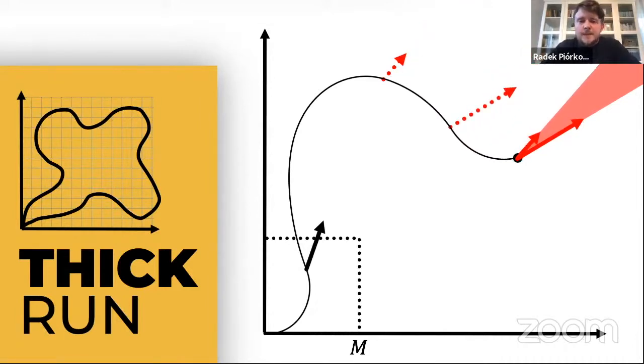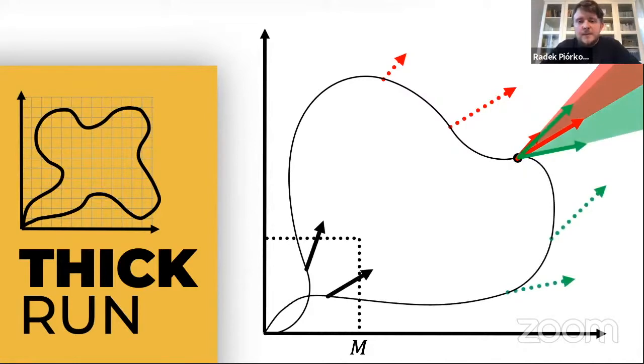The same applies to the second part of the run here. And now the important thing in the definition of a thick run is that those two cones have to have a non-empty intersection. So a run is only considered thick if those cones have a non-empty intersection.